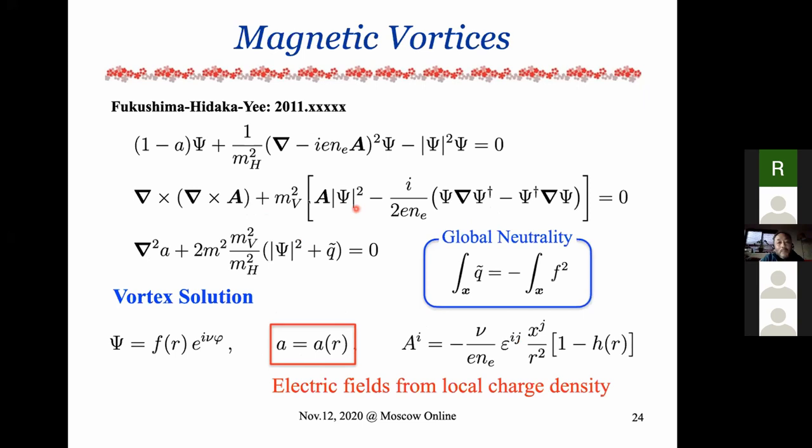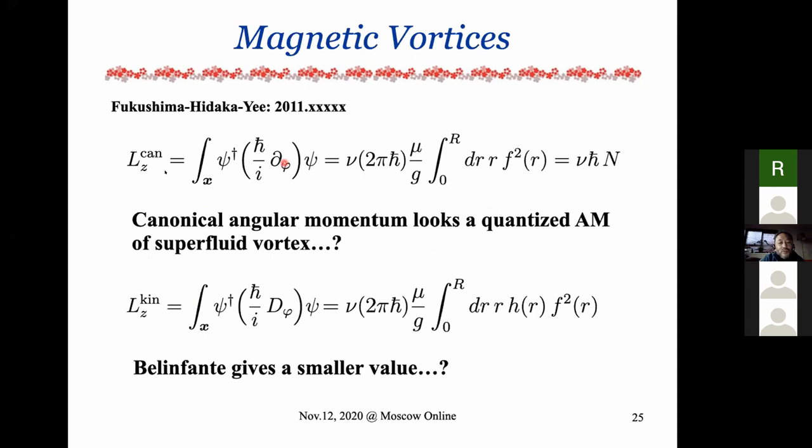So this is just a detail of the description of the vortex, but the point is that you should distinguish the canonical angular momentum, which is just a derivative, and the kinetic angular momentum, which is computed by this covariant derivative.